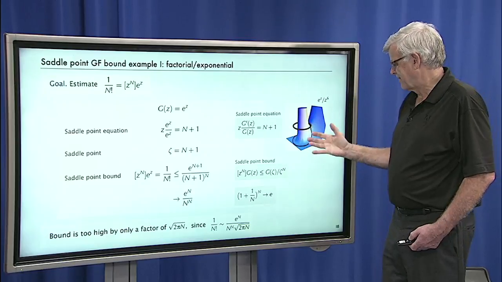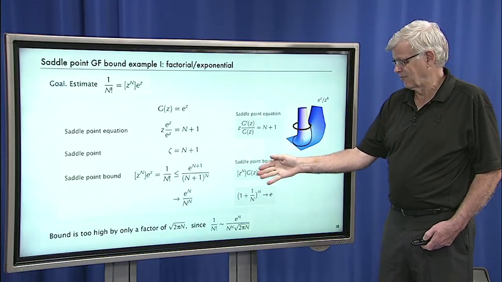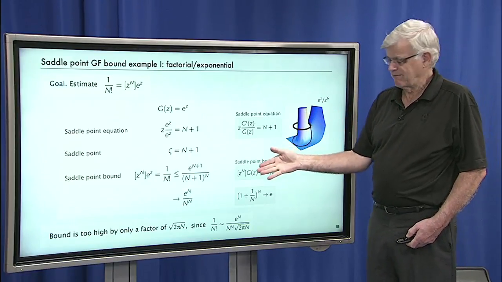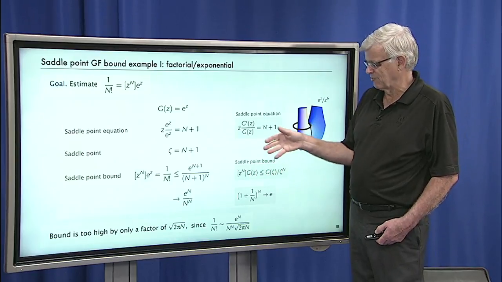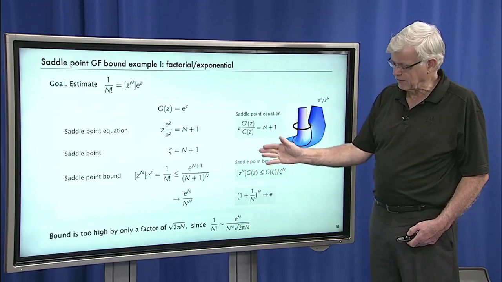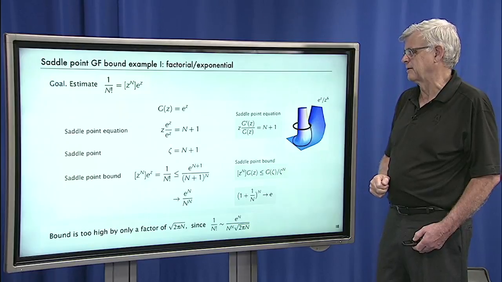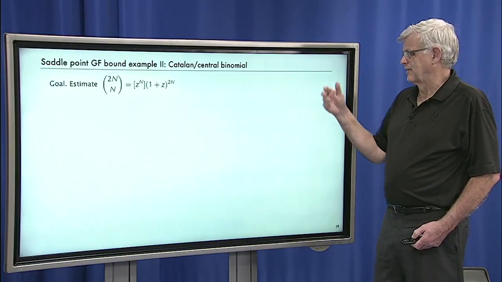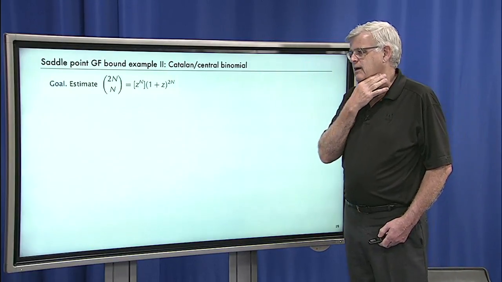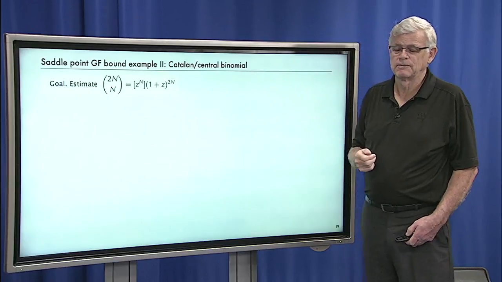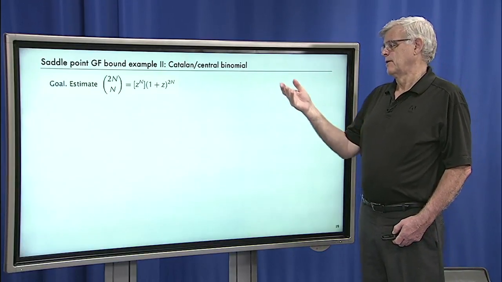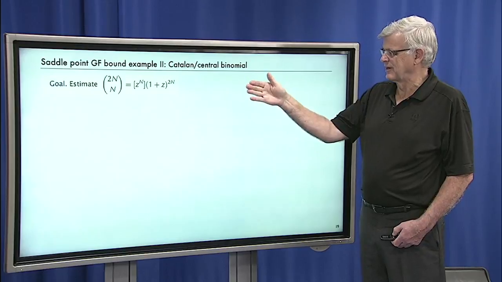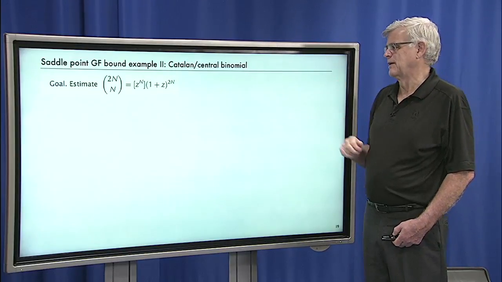And the saddle point method is going to be just about getting rid of that factor, finding an approximation that's more accurate and brings that factor back in. Let's look at another example. Suppose we want to estimate 2n choose n. So that's the coefficient of z to the n in 1 plus z to the 2n.